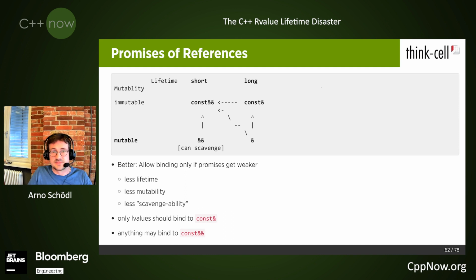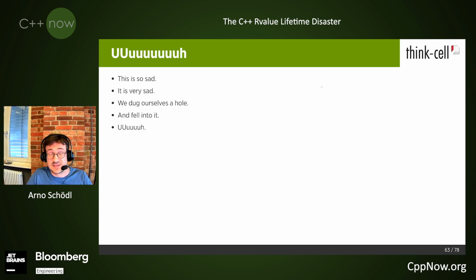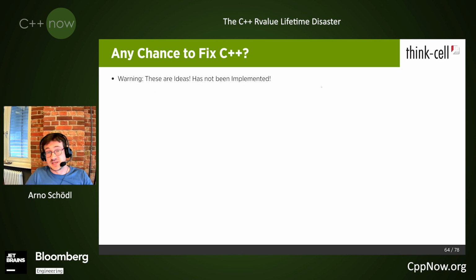Now we have this, but C++ isn't like that, and that's very sad. We dug ourselves a hole and we fell into it, and now we are sitting there and we don't really know what to do. And so what do we do? Is there a chance to fix C++?